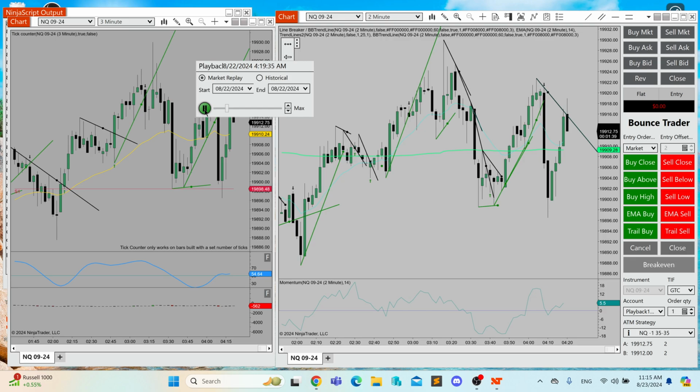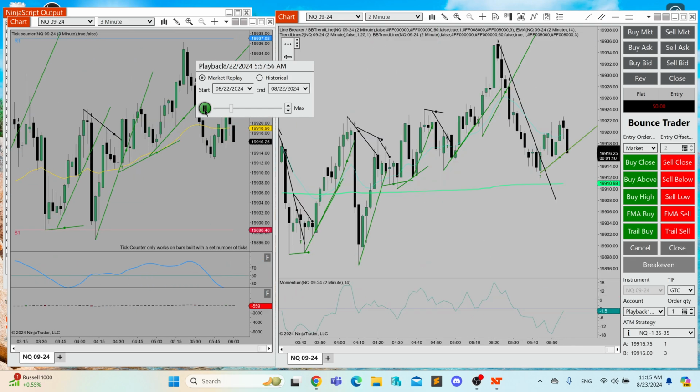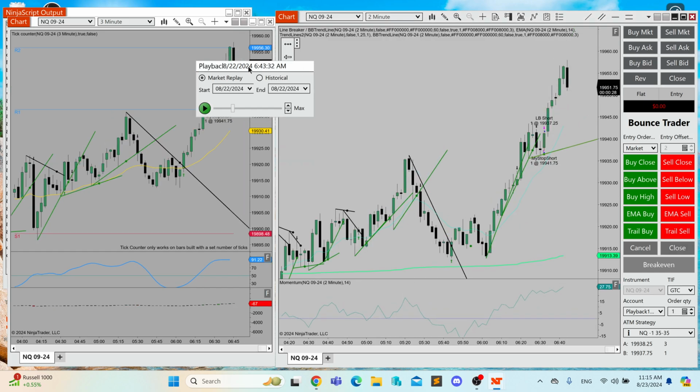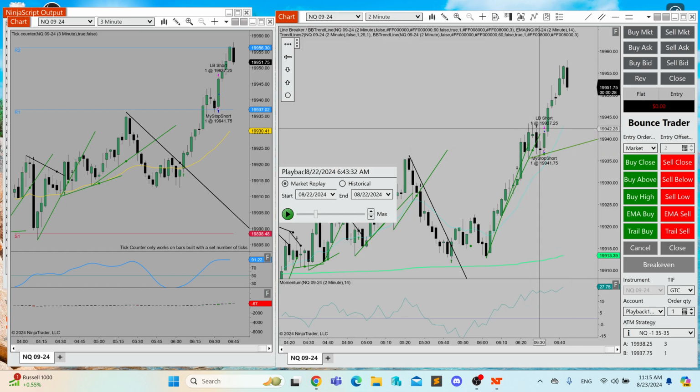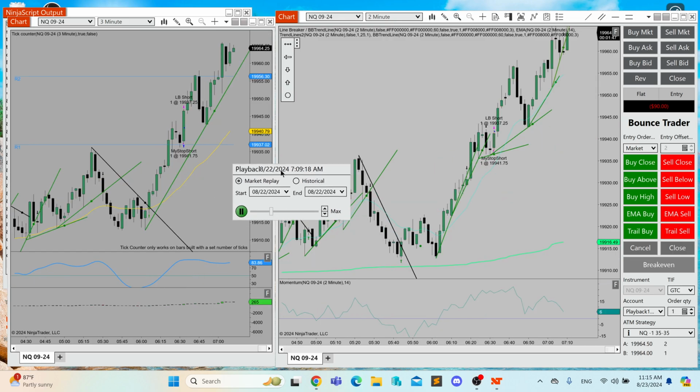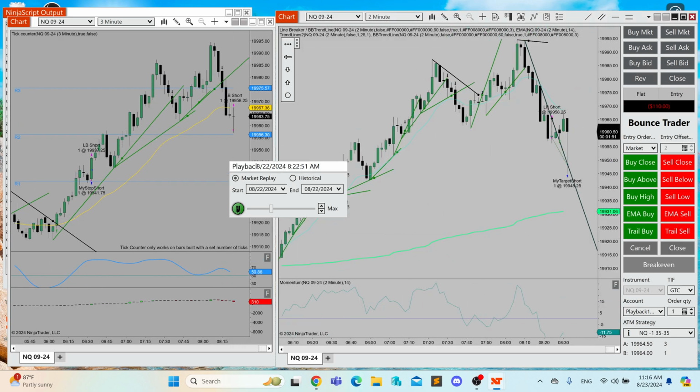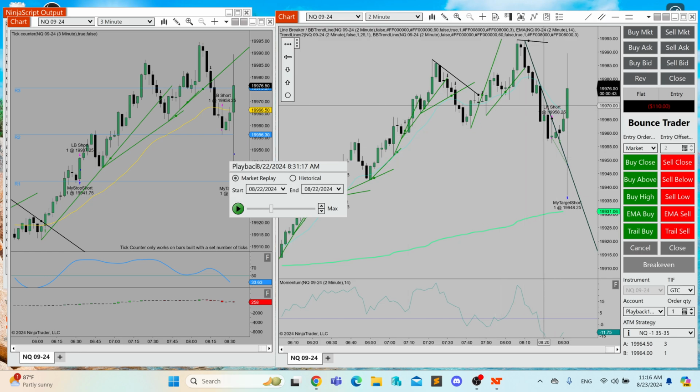And see, it took this short because we still had a short trend line on the higher time frame. Okay. So it took this short, but this is a stealth setup.